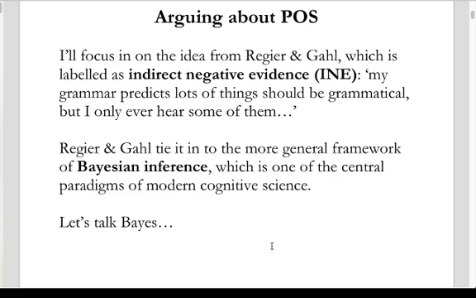There's many ways that you can capture this kind of mathematical idea in different kinds of learning frameworks, but Regier and Gall think that it's particularly natural in the general framework of Bayesian inference. And Bayesian inference is one of the central paradigms in modern cognitive science. All empiricist theories, more or less, nowadays rely at some level on Bayesian inference, on some process of inference that could be called Bayesian. So let's talk more generally about what Bayes' theorem is and what it says and what it means for a learning theory to be Bayesian.